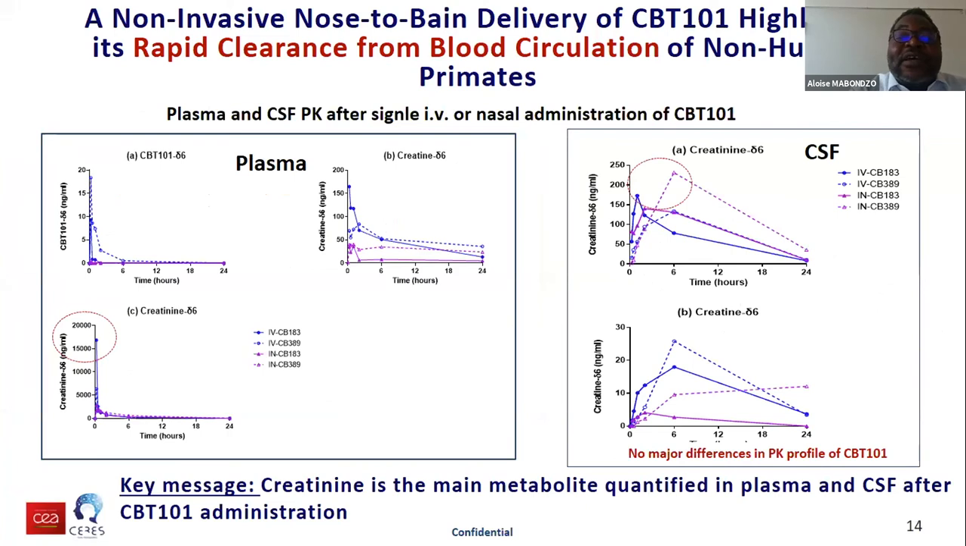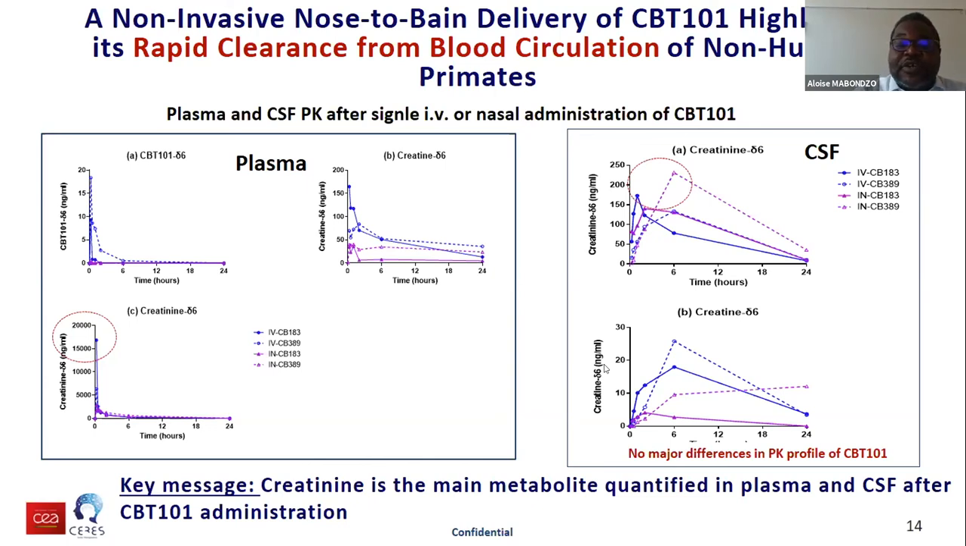And what about single IV or nasal administration? We show here that with single IV administration, on your left, in plasma, the main metabolite we have identified is creatinine. So we have limited CBT101 in plasma. And in CSF, we have the same profile. CBT101 was not detected. However, we have the main metabolite in cerebrospinal fluid, which is creatinine.